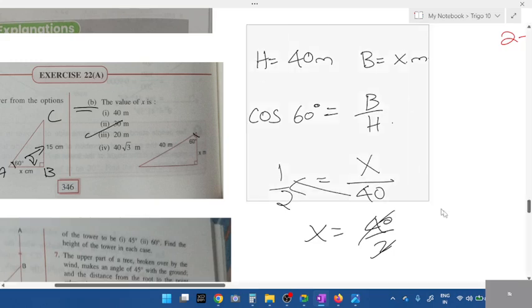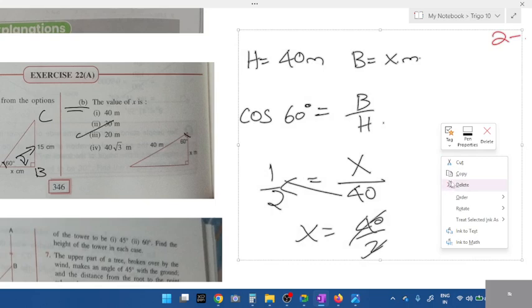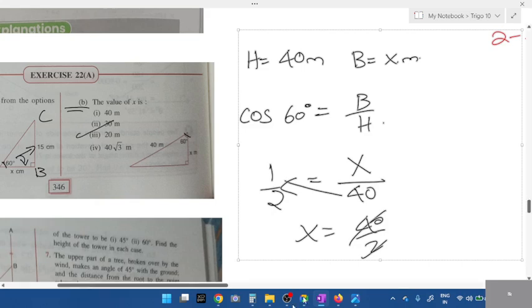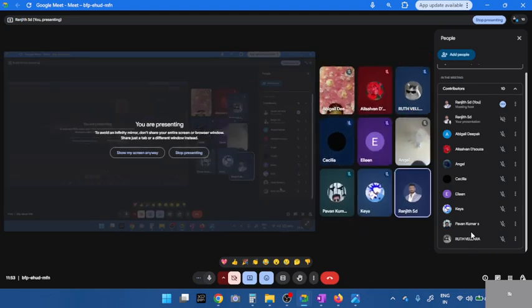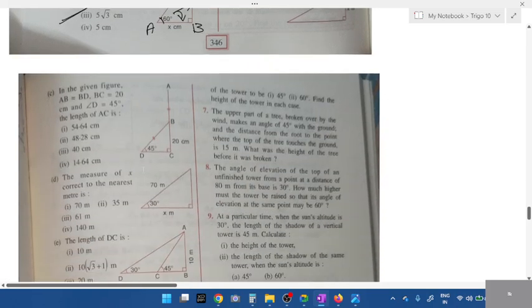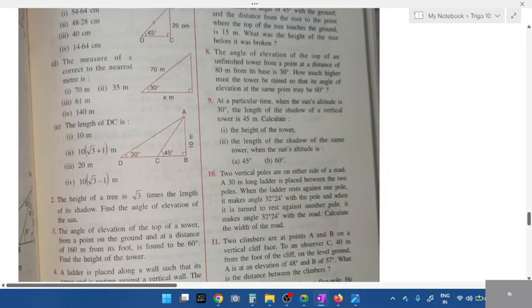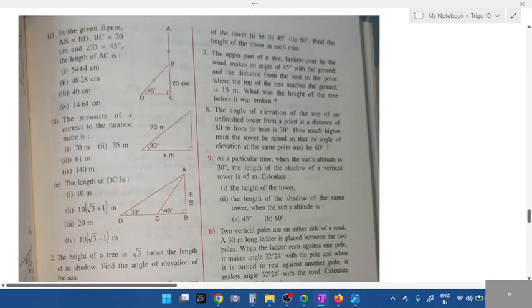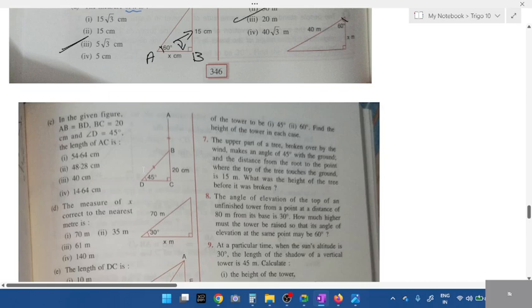Completed. Shall we try the next one? All of you have done? Okay, next question. See, all these MCQs, I want you all to try, students. If you try, you'll get the answer.